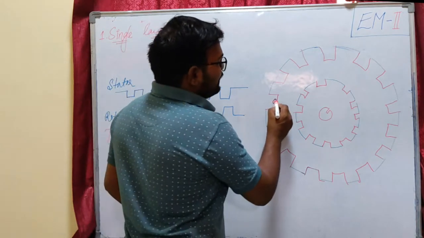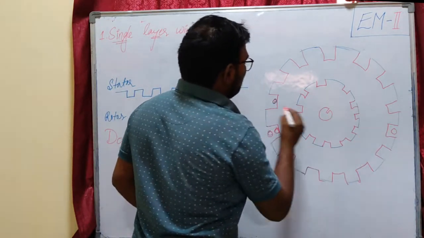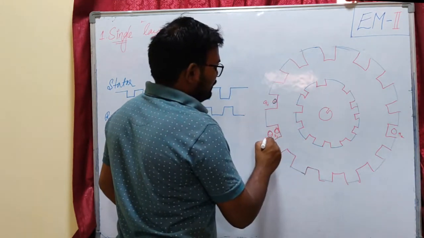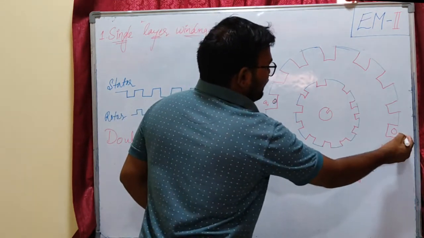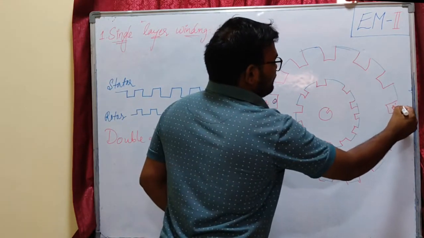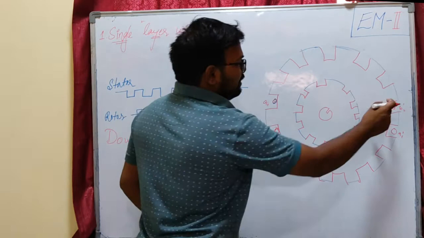This coil will be connected opposite to this one. If this is A1, this will be A2. If these are B1, B2, sorry, this is A1, this is A1 dash. If these are B1 and B2, the opposite will be B1 dash, B2 dash. So this is one coil side, this will be another coil side.